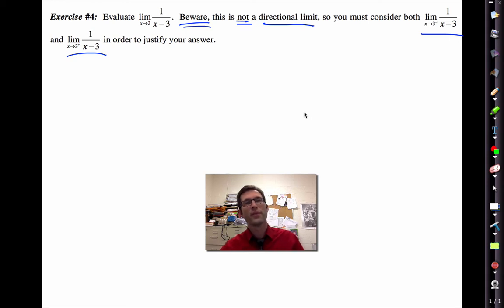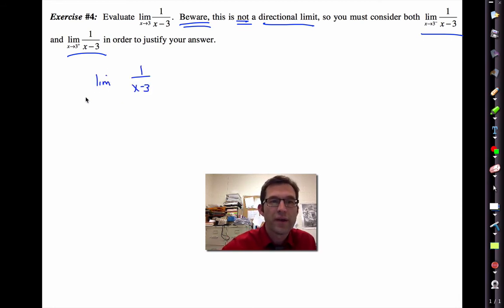All right, let's go through it. So we'll take one of them each at a time. So I don't care. Let's do the limit of 1 over x minus 3 as x goes to 3 from the left. Let's see if I substitute it in. It would be 1 divided by 0.